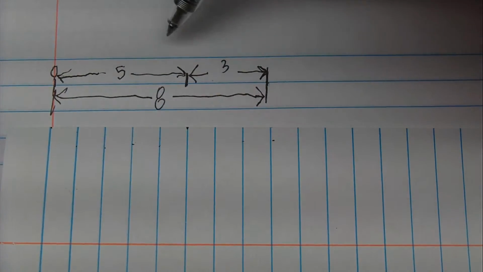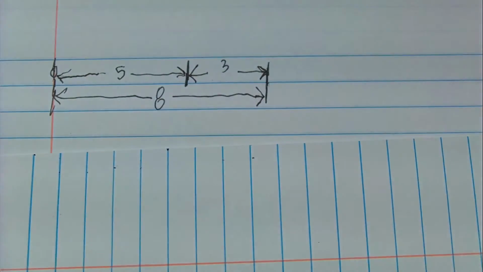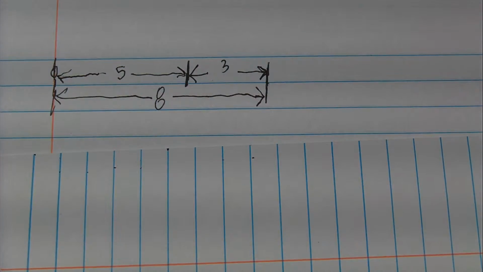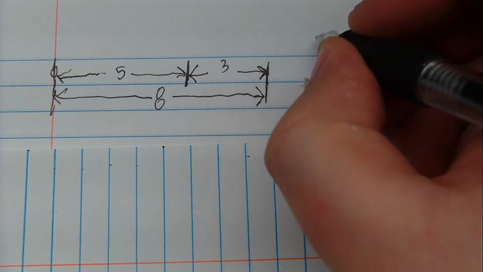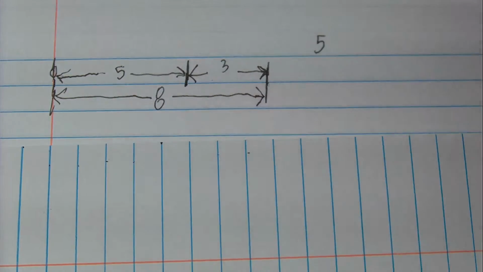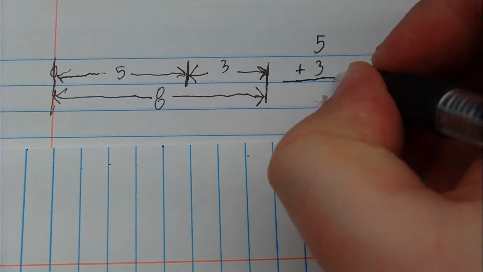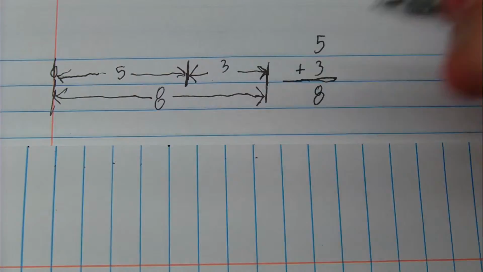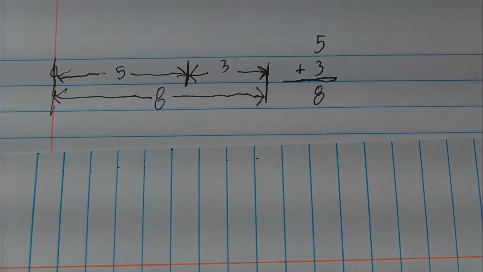So here I have measured out some distances. Okay. If I want to write that down in equation form, I can write 5 plus 3 is equal to 8. So that way I can express adding of distances in a very simple way.